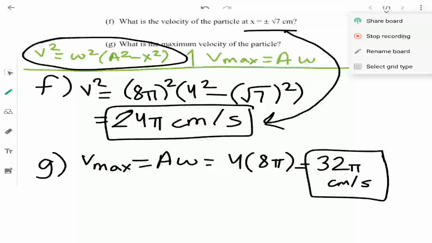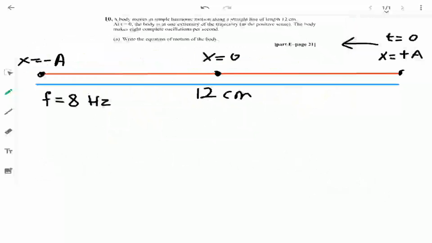I've written some notes here. You can use them while you solve the question, and after a few seconds, I'll check with you guys. Okay, let's do it together.